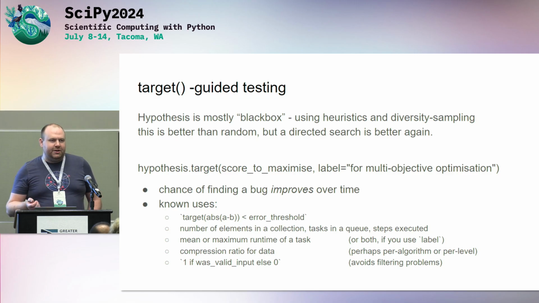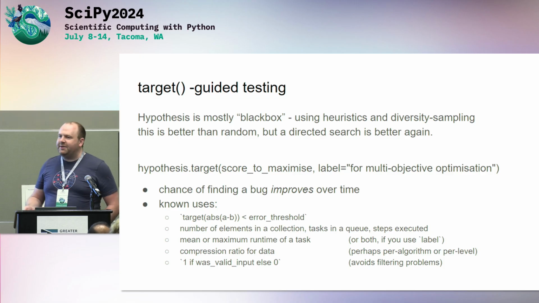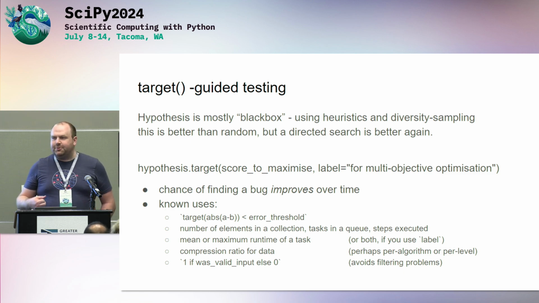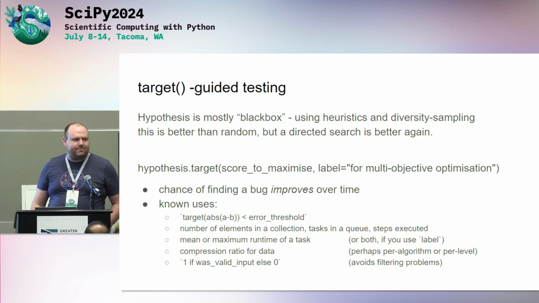Hypothesis.target gives you the ability to do a sort of hill climbing search. This is not full-on gradient descent because we don't in general have gradients, but you can give it a score and it will try variations on things that scored highly for whatever labels. So if you can come up with some kind of distance to bug metric, you can try to make Hypothesis minimize the distance to bugs.